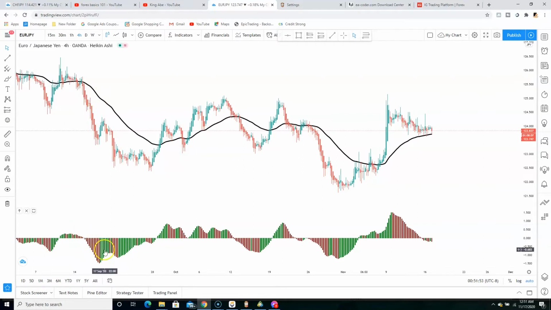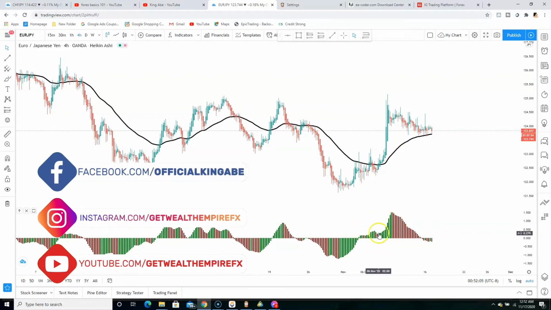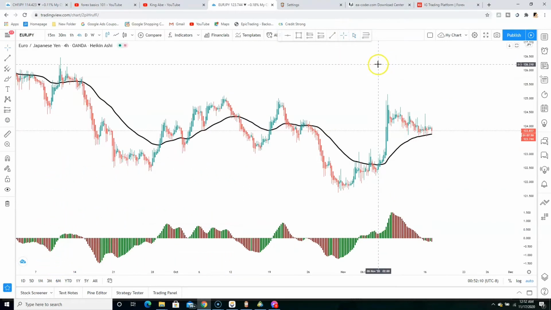You'll be looking to sell short, and when the histogram is above the zero line, you see these bars, you'll be looking to buy long. So you'll be looking for buying opportunities. If I pull out my tool again, you can see right here. So that's actually how you use the awesome oscillator.